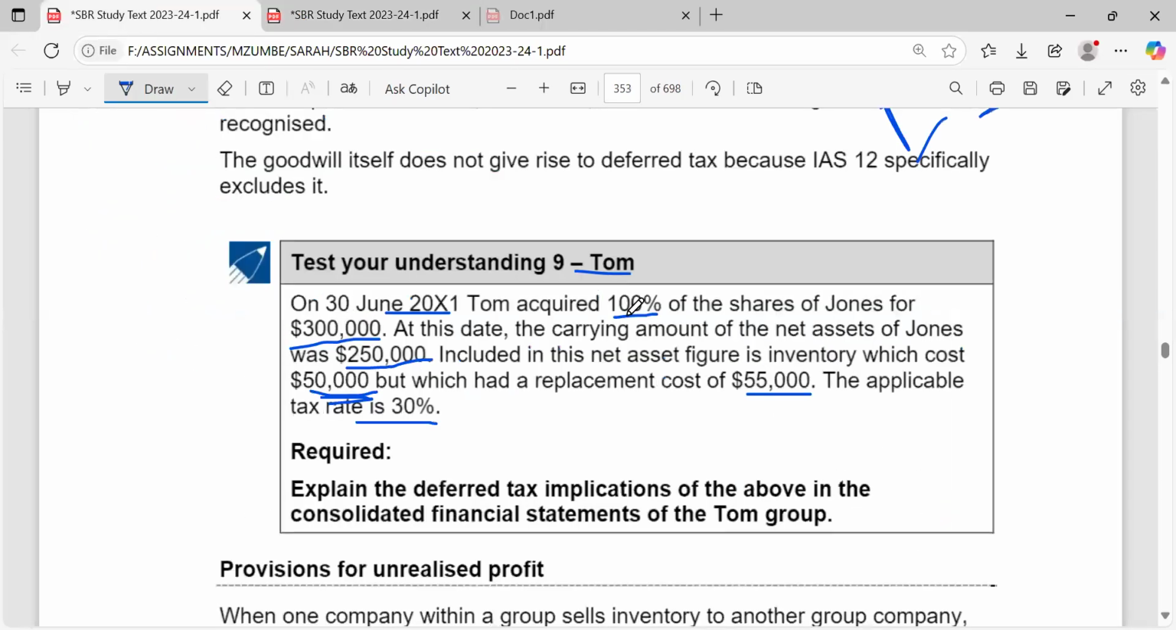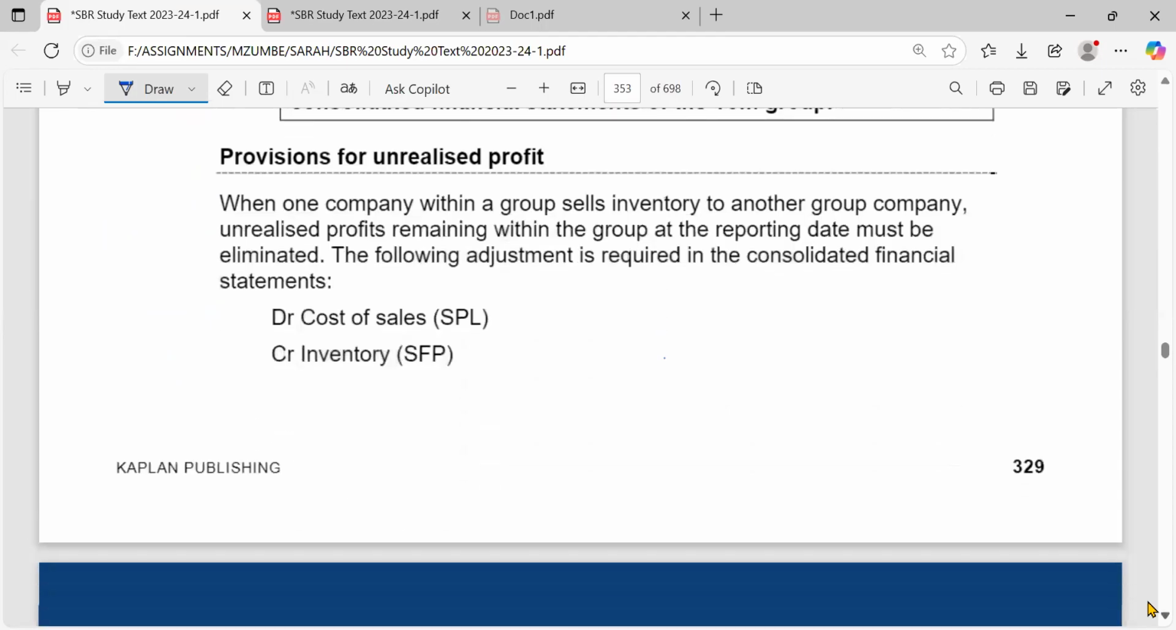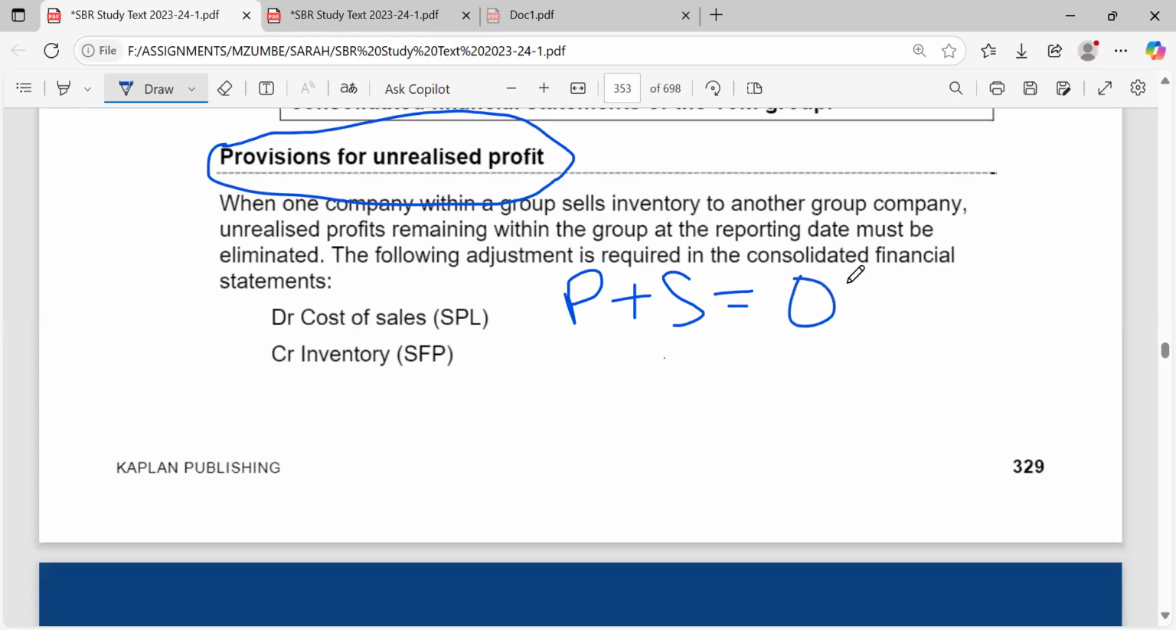Okay, here we are. Let's go on provisions for unrealized profit. Now what is provision for unrealized profit? I initially explained this a bit, but very little. Simply speaking, provision for unrealized profit comes this way, right? When you have a parent and then you have a subsidiary. When you prepare consolidated financial statements, you prepare them as a single entity, as one entity.